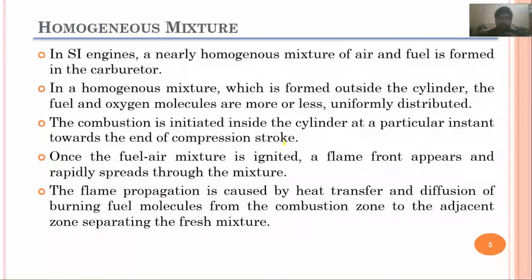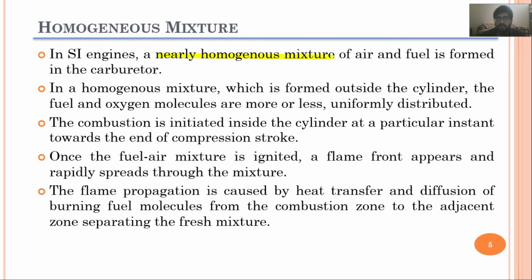Now moving forward, next we will discuss the homogeneous mixture and some of the heterogeneous mixtures. Starting off with the homogeneous mixture, when we are talking about the IC engine, as we have already studied, the carburetor is that equipment which is preparing the desirable air fuel mixture for the IC engine, and that air fuel mixture would be nearly a homogeneous mixture.